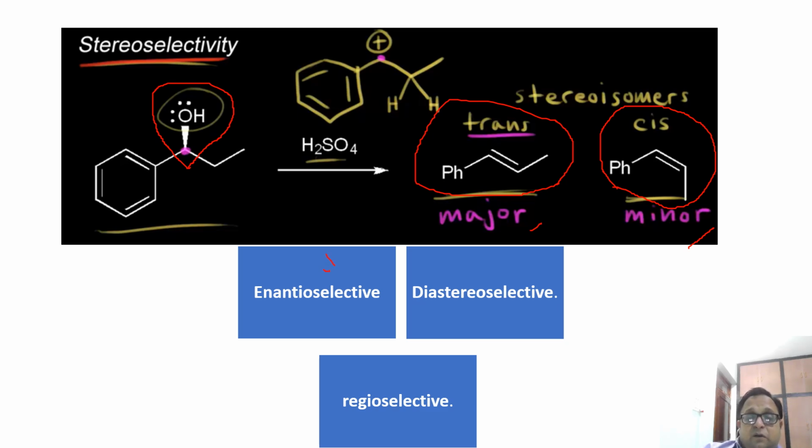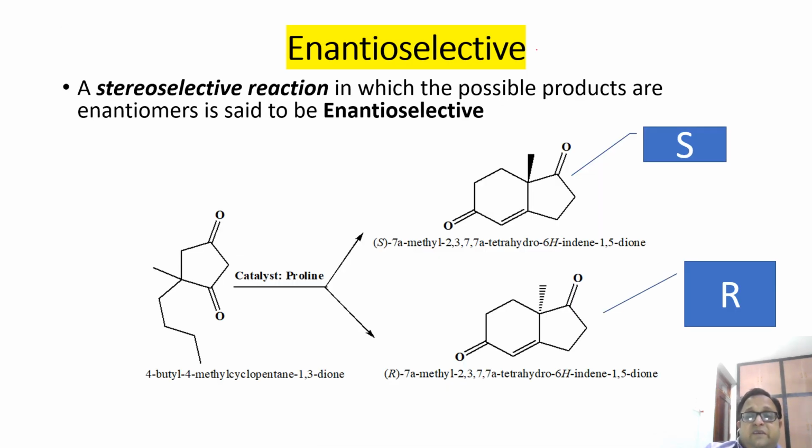Stereoselective reactions can be classified in three types: enantioselective, diastereoselective, and regioselective. Enantioselective reactions are stereoselective reactions in which the possible products are enantiomers, and this type of reaction is called enantioselective. Now see this example. One product is S, another product is R. So both are enantiomers of each other, and that type of reaction is called enantioselective.